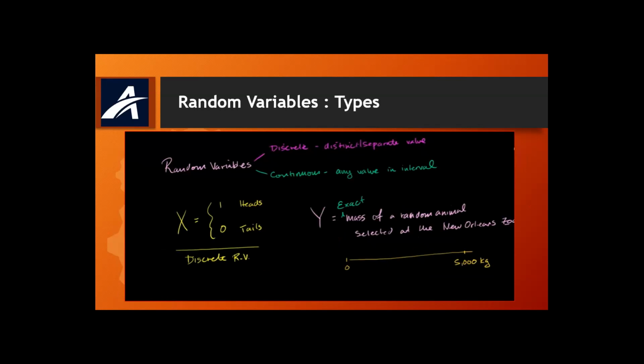Now, we have discrete and continuous random variables. For instance, head or tail, that is a discrete random variable. It can either be head or tail. It can't be half head, half tail. Yes, exactly. It is discrete.